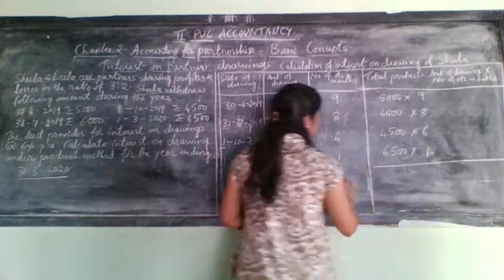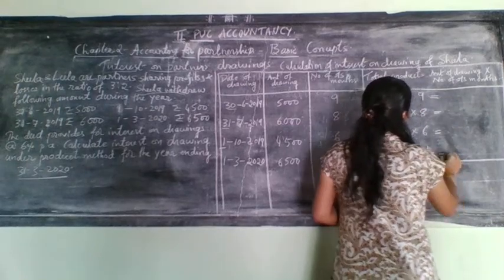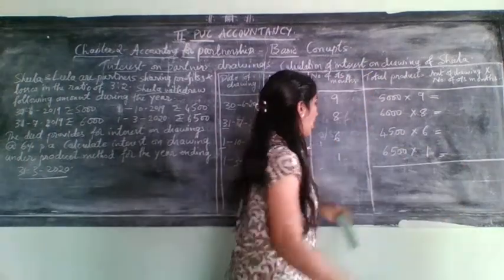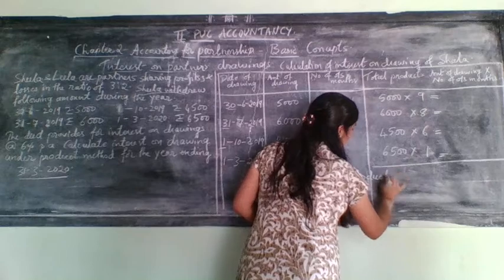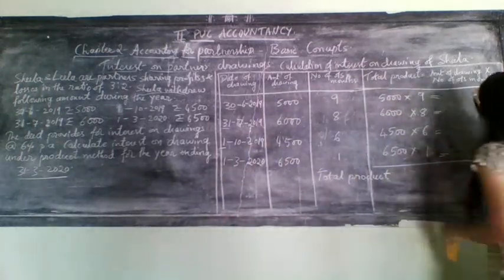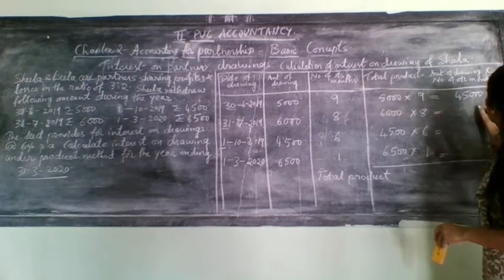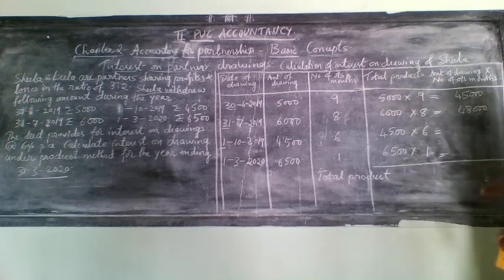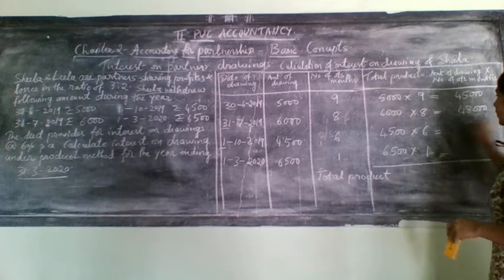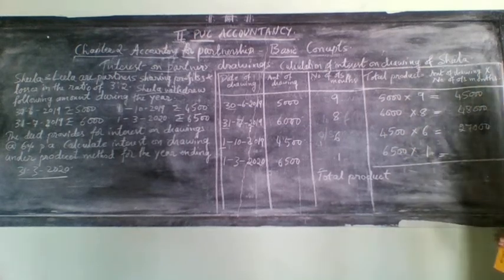Here, what are you finding out? When you get the answer, that is considered as total product. Okay, write here total product. Multiply and write the answer now. 45,000. Next, 48,000. Next, 27,000. And this is 6,500.